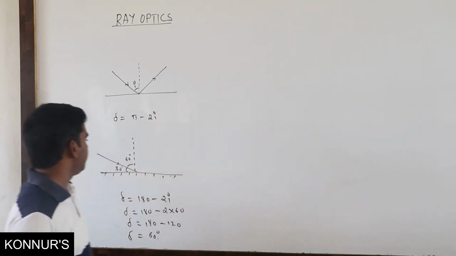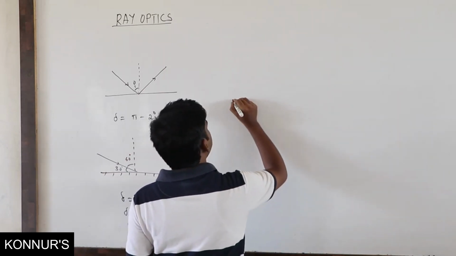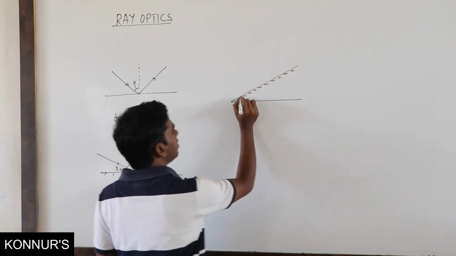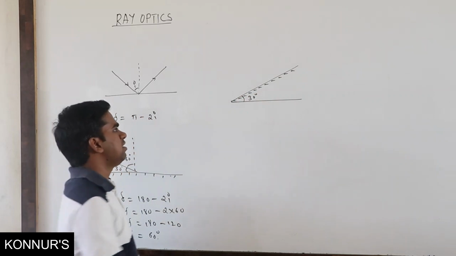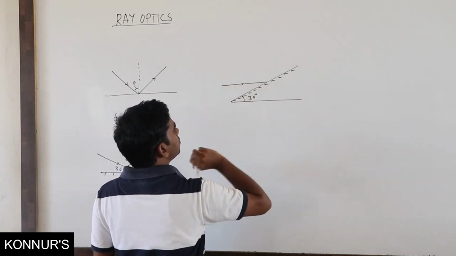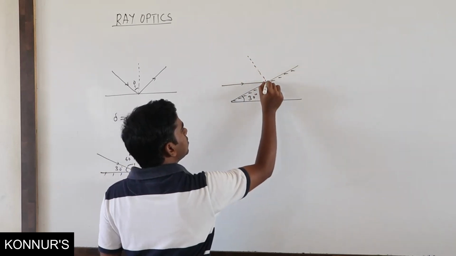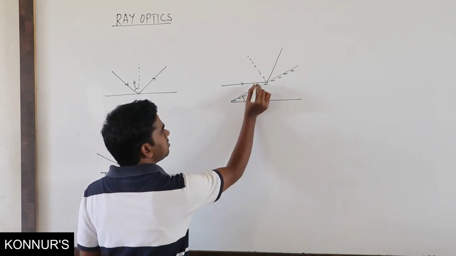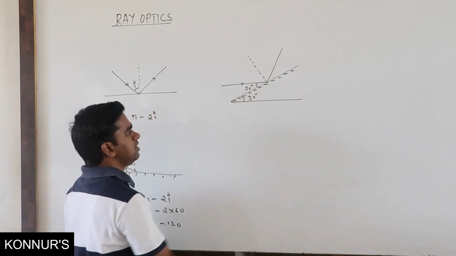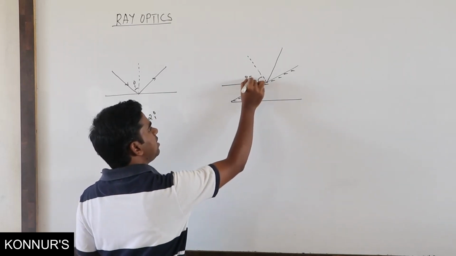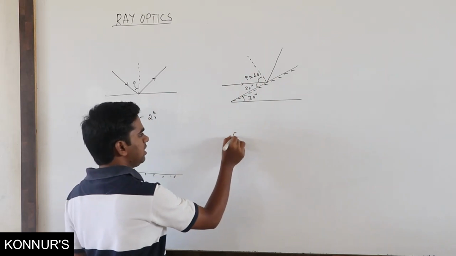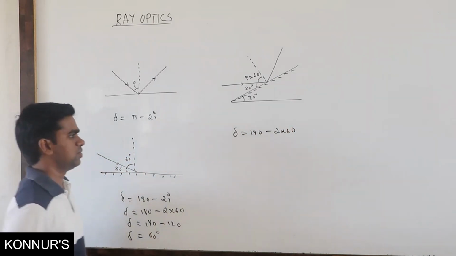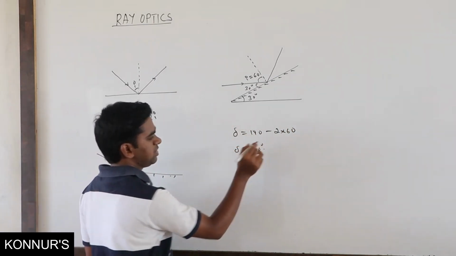Similarly, if this mirror is only making some angle with the horizontal, if this is the mirror, and it is making an angle of 30 degree here, and a ray of light is incident at this point, so the normal is going to be here now. If they ask what will be the deviation, what can you calculate here? If this is 30 degree and this is also 30 degree, then your angle of incidence I is equal to 60 degree. So again your deviation is 180 minus 2 into 60 degree, same as before. So delta is going to be again 60 degree.